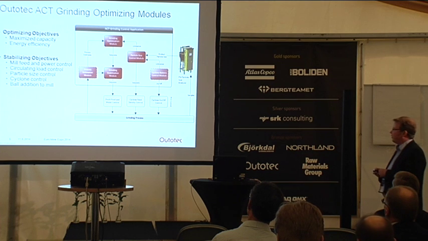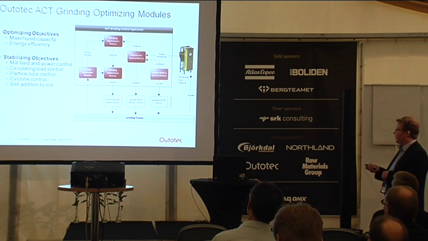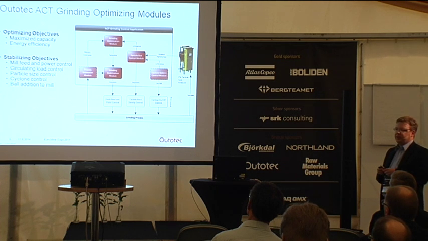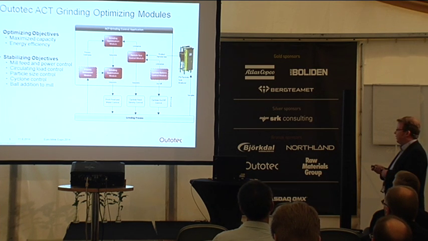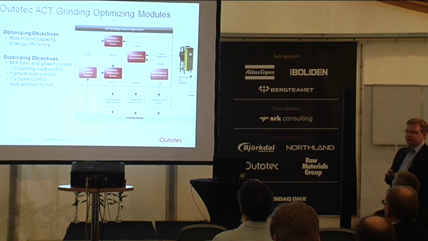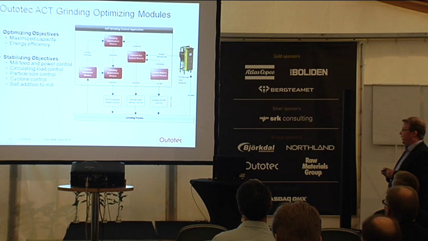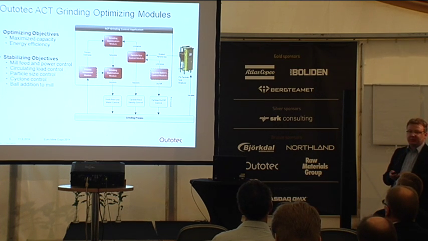Here are our standard grinding optimizing modules, again separated, with stabilizing objectives that should be implemented first in order to really stabilize the plant and increase its controllability. It's for mill feed and power control, circulation load control, particle size control, cyclone battery control, and ball addition to the mill, if there is equipment available for that. Then optimizing objectives are working on top of these modules. Typically we are speaking about throughput optimization in the grinding circuit, trying to maximize throughput and also minimize energy consumption.